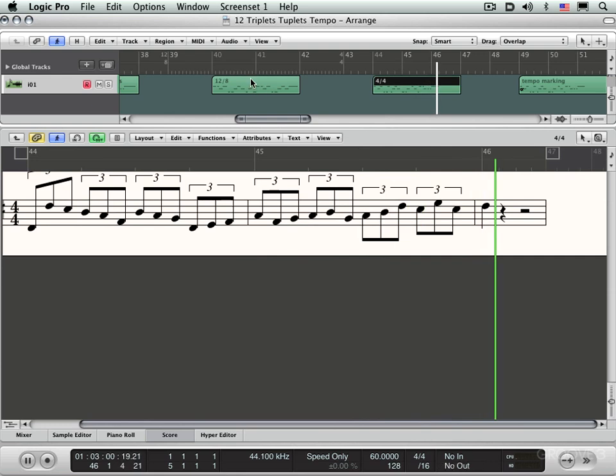So it's the same musical example, but it's played back faster because it's 60 beats per minute, but here we're fitting in more notes per pulse than we are here, and it's notated with triplets when it's divided this way.